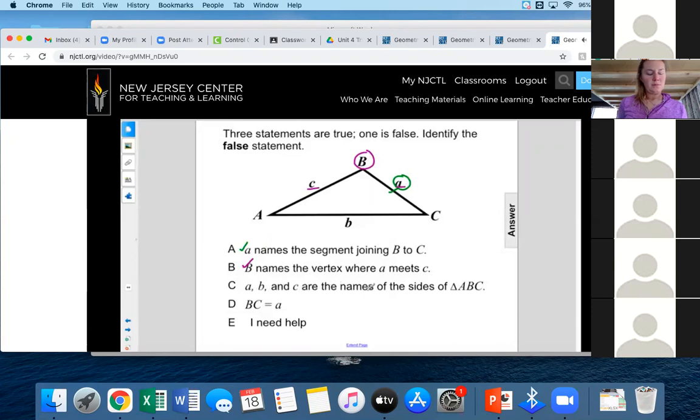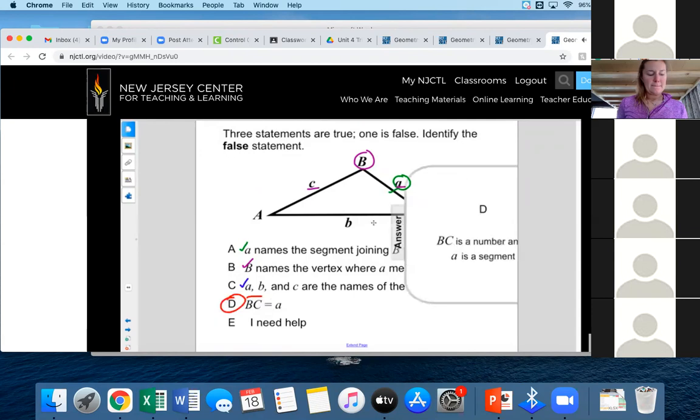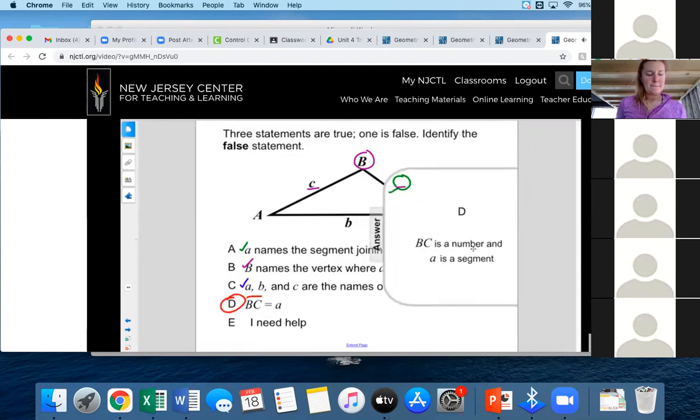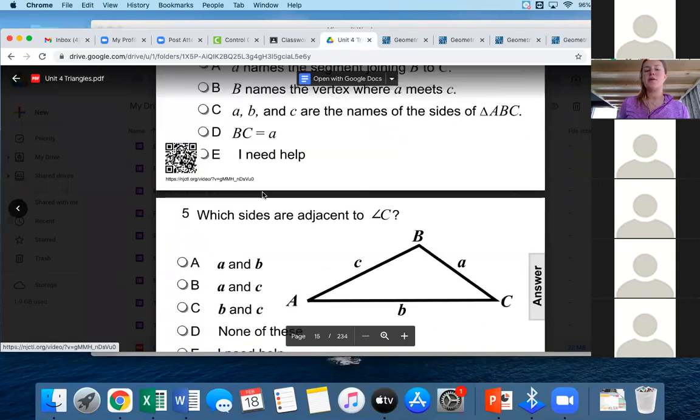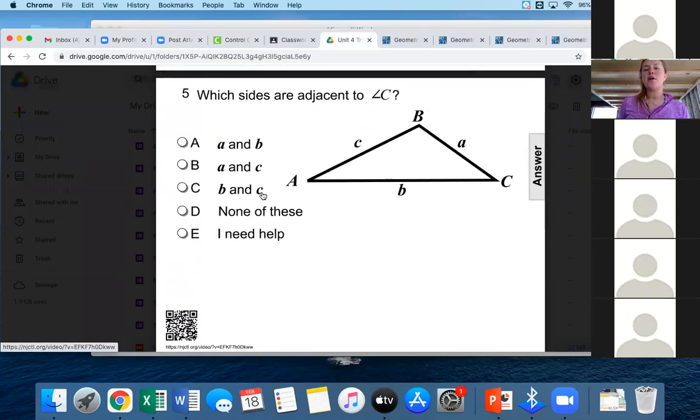Lowercase a, b, and c are the names of the sides of triangle ABC. That is true. And finally, BC equals a. Well, almost. If there was a line segment symbol here, then this would be true. But BC, without the line segment symbol, is just measuring the length of it. So this is not true. The answer is D. BC is a number, and a is a segment. So, like I said at the beginning, it's really important that you have that line above it because it distinguishes something else.